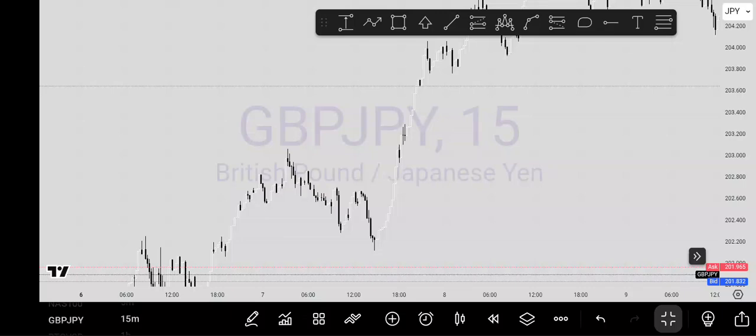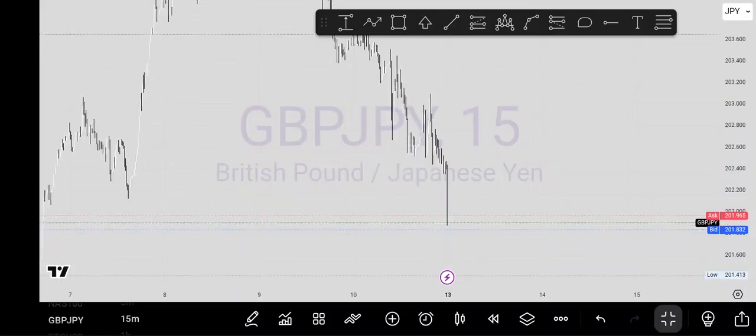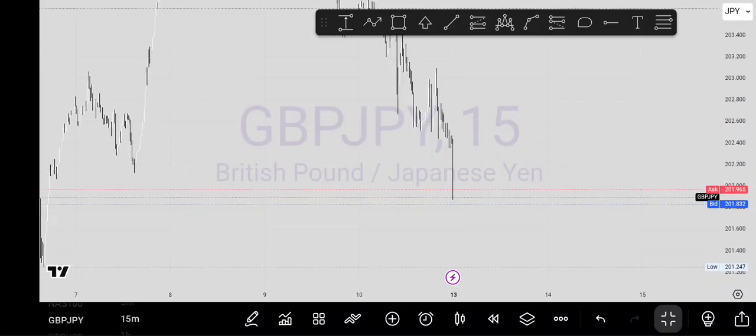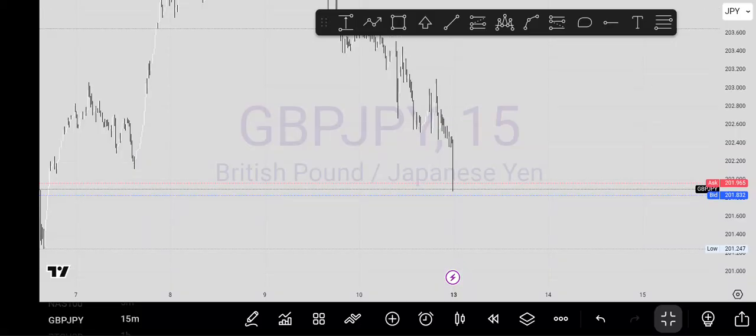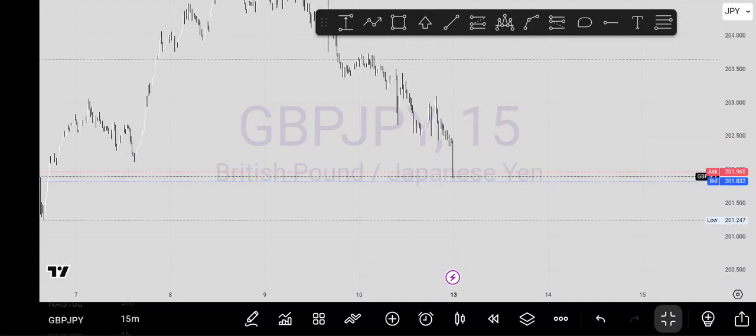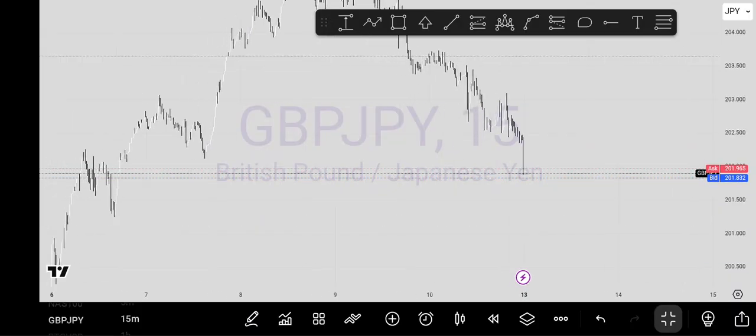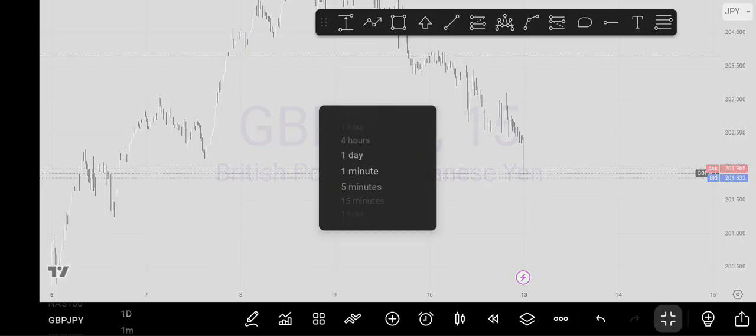So I'm going to take you through the analysis for GBP, and currently GBP is selling, as you can see. When the market closed last week, that is on Friday, the pair was selling and was very bearish. So today I want to take us through what impacted that bearish move. Let's move to the daily time frame and start our analysis from there.